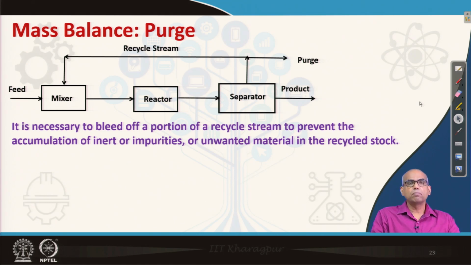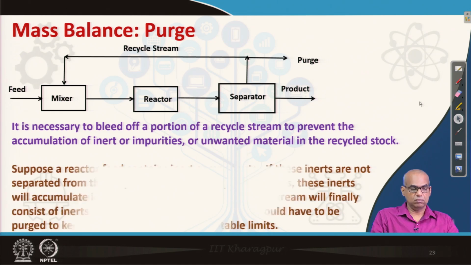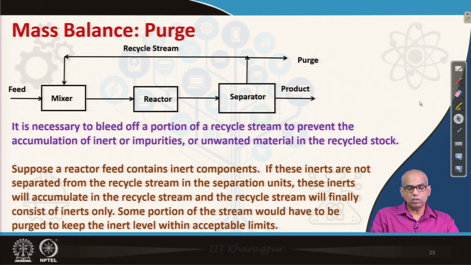Now, let us look at purge. It is necessary to bleed off a portion of a recycle stream to prevent the accumulation of inert impurities or unwanted material in the recycle stock. Suppose a reactor feed contains inert components. If these inerts are not separated from the recycle stream in the separation units, these inerts will accumulate in the recycle stream and the recycle stream will finally consist of inerts only. Some portion of the stream would have to be purged to keep the inert level within acceptable limit.